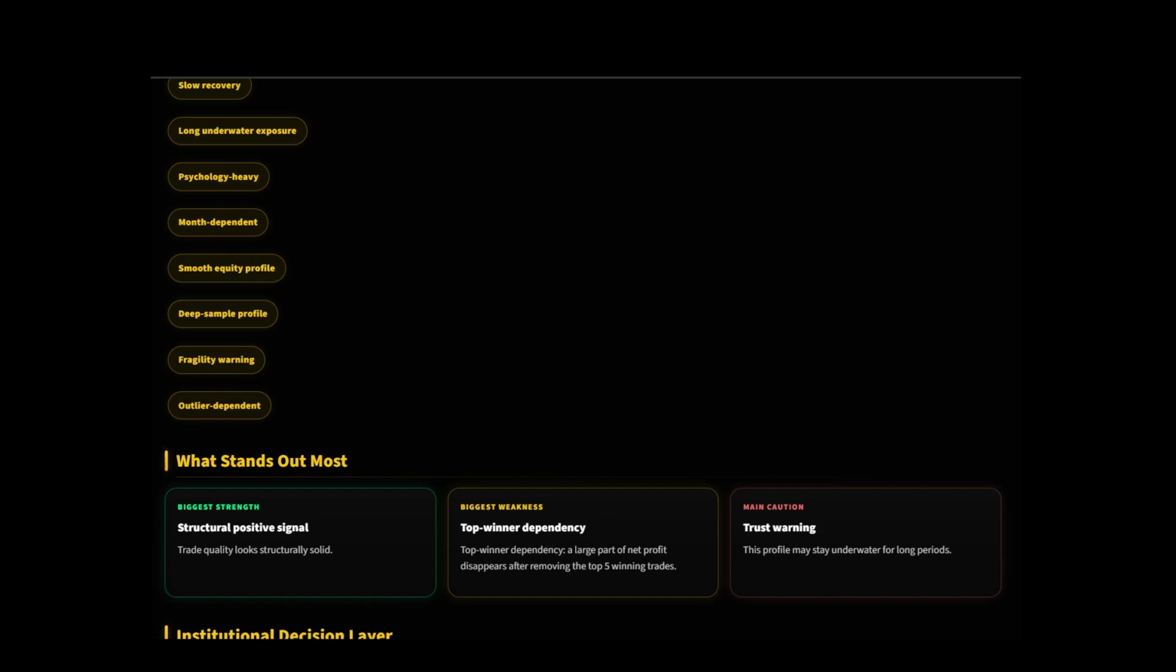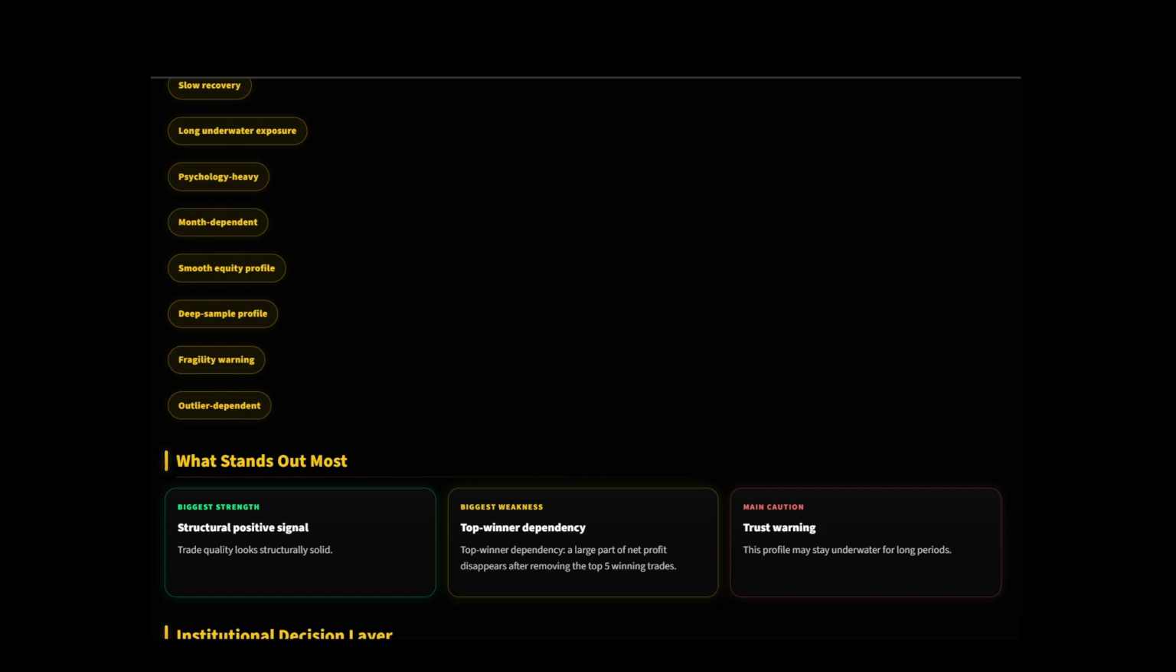So this section is useful because it does not force you to read every metric immediately. It first gives you the main story: what looks good, what looks dangerous, and what needs attention before trusting the strategy deeper. And this is also something you will see throughout this whole platform.